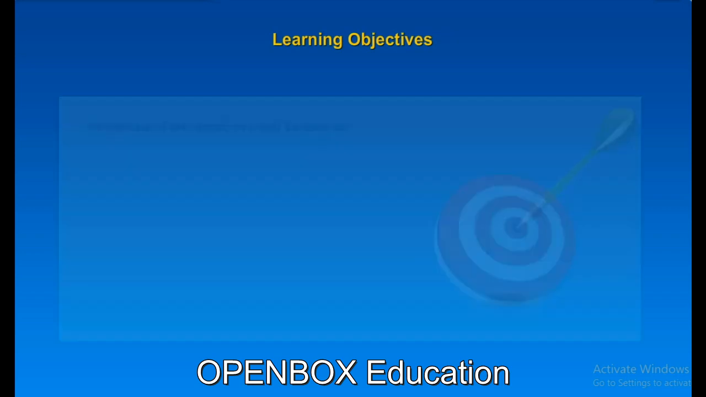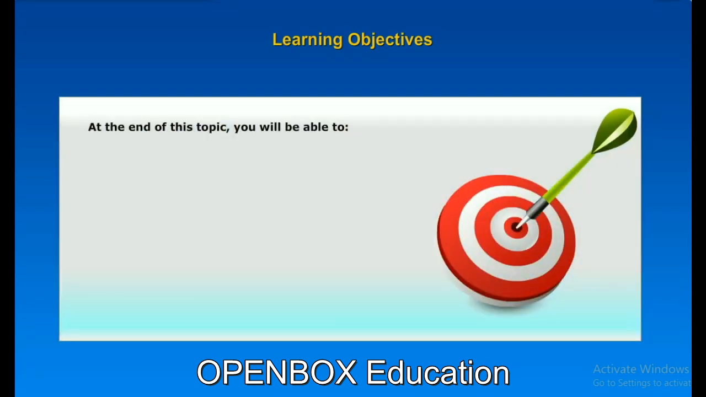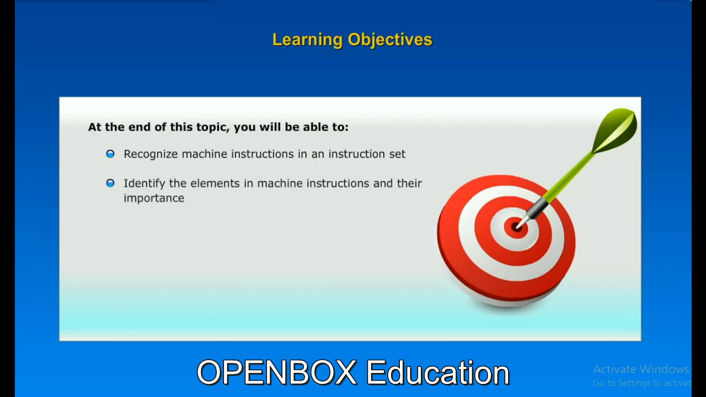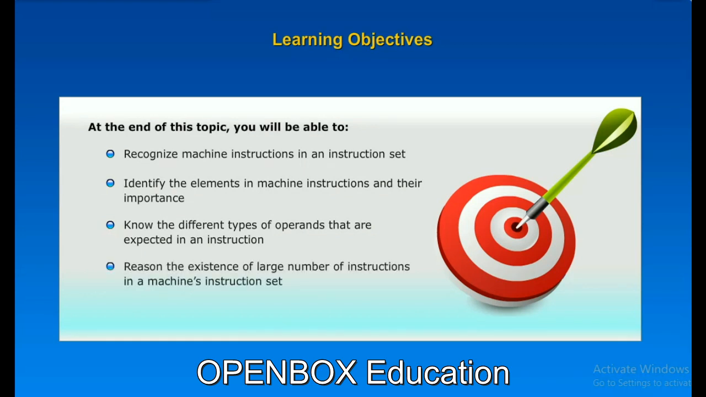Learning objectives. At the end of this topic, you will be able to recognize machine instructions in an instruction set, identify the elements in machine instructions and their importance, know the different types of operands that are expected in an instruction, reason the existence of a large number of instructions in a machine's instruction set, learn the usage of machine codes to write simple programs.